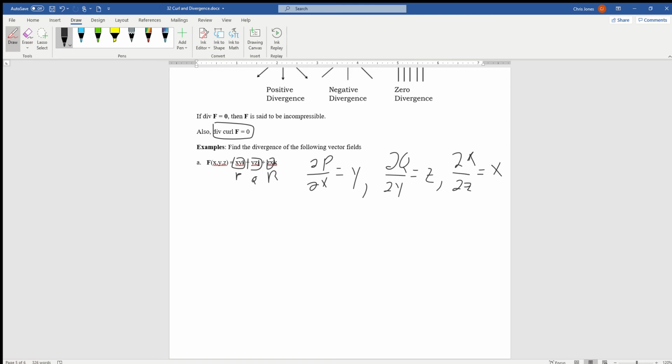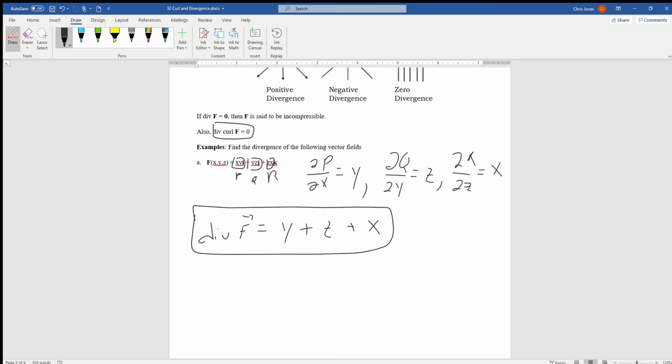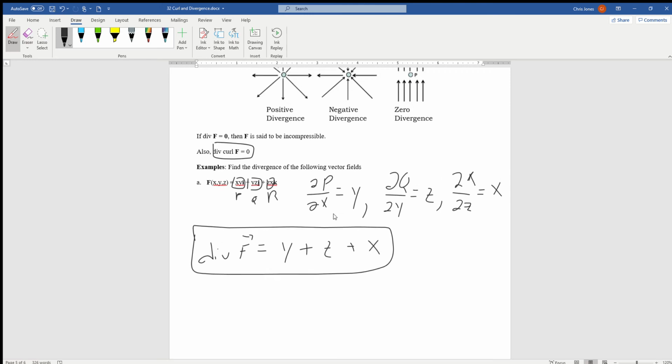So if I wanted to find the divergence of F, that's going to be equal to y plus z plus x. All we're doing is taking each of the partials, and that tells us what the rate of change is at a specific point. In other words, how quickly are things flowing either to or from that point.